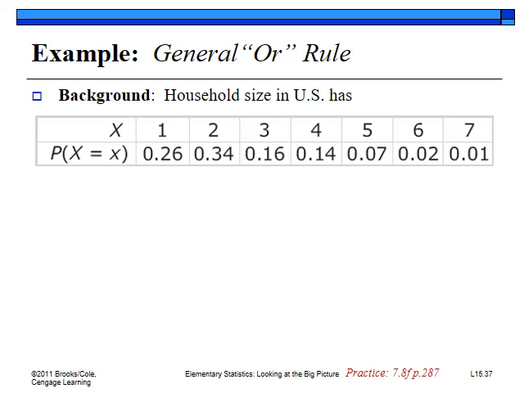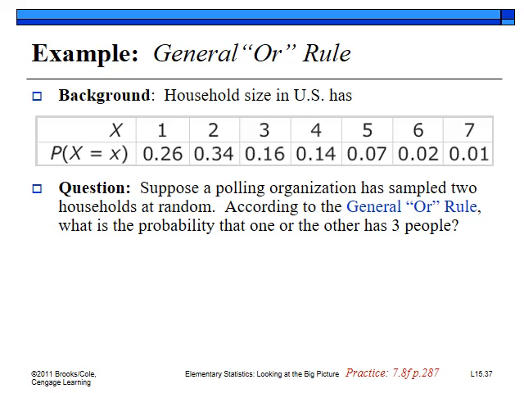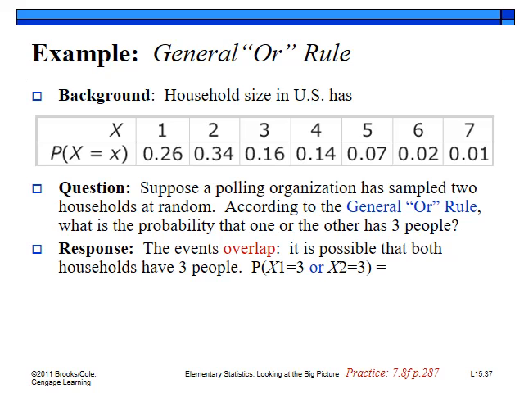Now to apply the general OR rule, suppose that we sample 2 households at random. What is the probability that one or the other has 3 people? This is a little bit trickier, but it is true that these events overlap because it could be that the first one has 3 and the second one has 3.